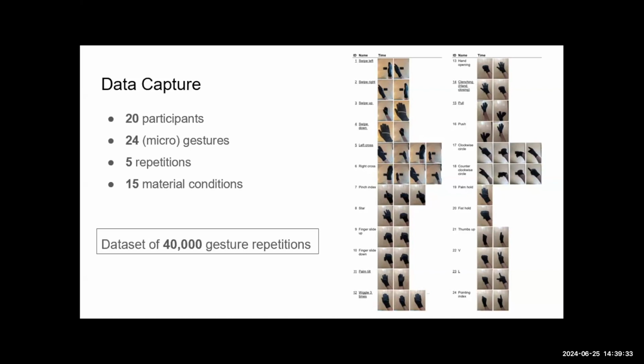And all of the participants did 5 repetitions of those gestures over 15 material conditions. As Nuwan said, there were 14 materials which participants performed on, and 1 no material condition, which was used to actually train the data. So all of this led to a data set of 40,000 gesture repetitions.